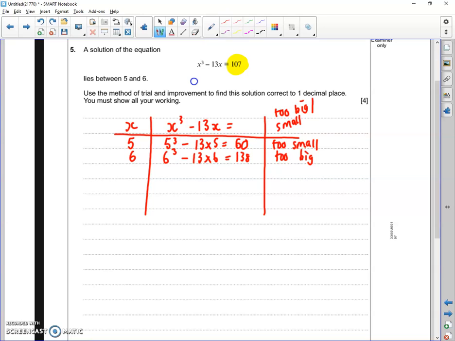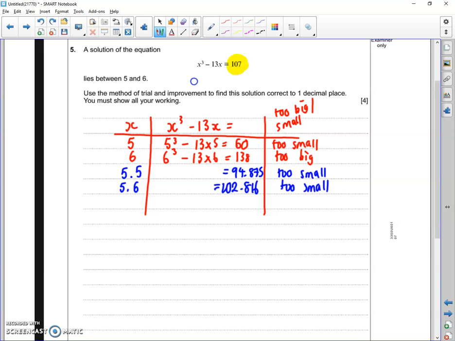And now you start looking properly. Start with the midpoint, so 5.5. Type all that in, you should get 94.875, which is too small. So we need to get bigger. 5.6 then. Take baby steps, don't jump any. 5.6 comes out as 102.816. Which is also too small, not by much, but it is too small.